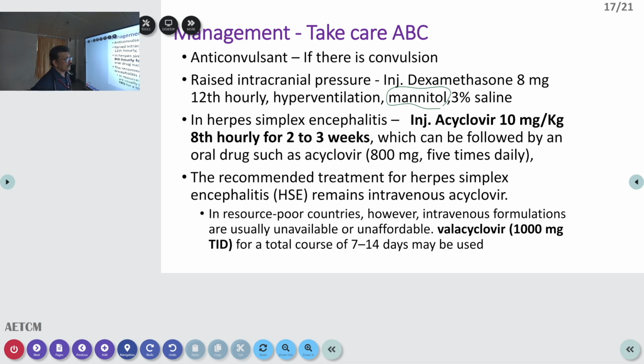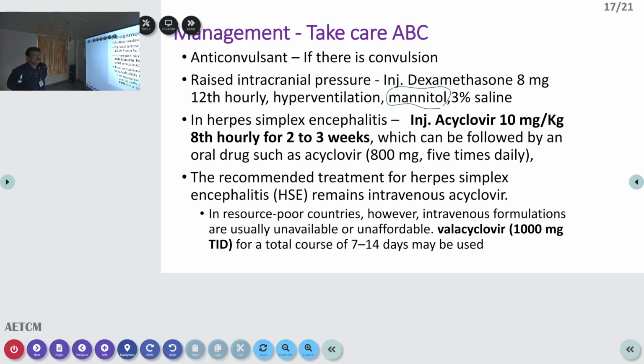3% saline also can be given to keep the sodium level above 145. That will be very difficult to practice. But if you try to keep the sodium a little higher, the brain edema can come down. When we discussed hypernatremia, we have discussed that.